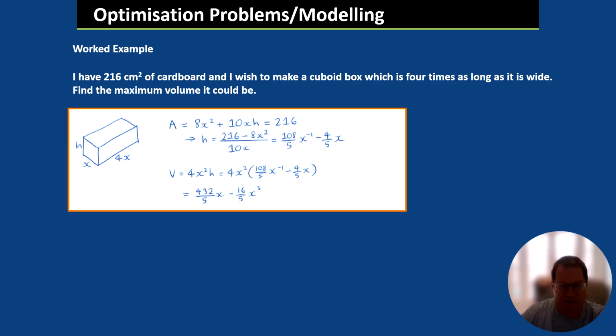And then for our volume, that's 4x squared h, and if we substitute for h, we end up with a final answer of 432 fifths of x minus 16 fifths of x cubed, which we will then differentiate on the next slide.